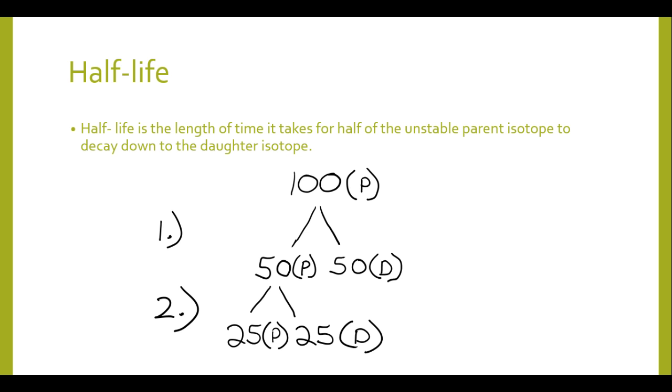Now, if you were asked after two half-lives how much of the parent isotope and how much of the daughter isotope you have, the amount of the parent would be 25 atoms. The amount of the daughter is going to be that 25 plus that 50 from the first half-life to make 75. When you're asked at the end what the ratio is of the parent to the daughter, the ratio should sum back to 100, or the original value. In this case, 25 parent and 75 daughter to make 100 from the original.